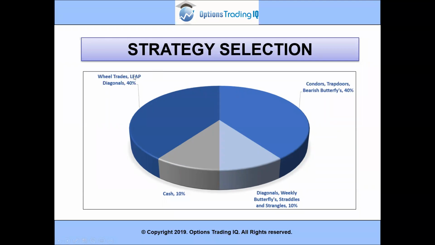So those trades I was talking about: wheels, poor man's covered calls, condors, trapdoors, butterflies over here on the right. Diagonals, weekly butterflies, straddles and strangles about 10%. Have a think about how you might want to split things up in terms of your trading.